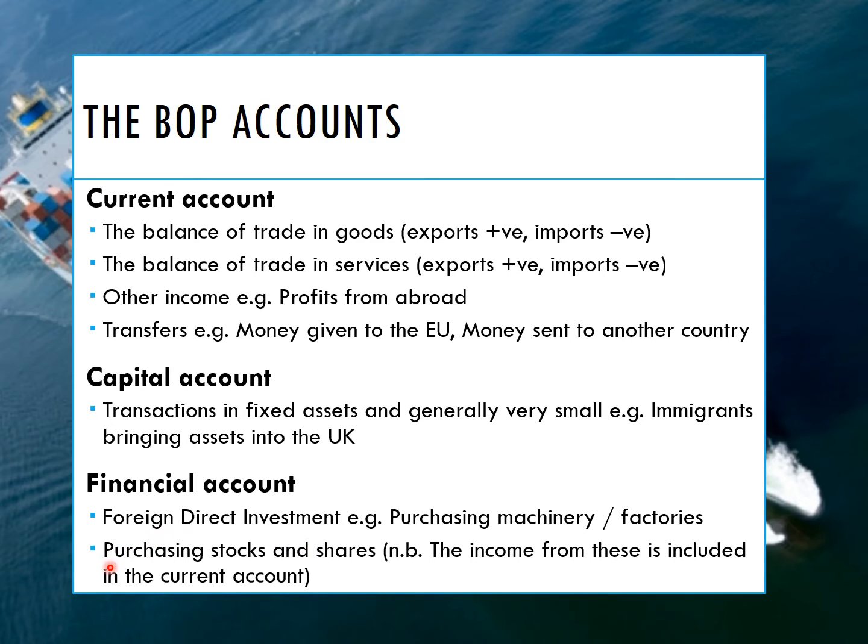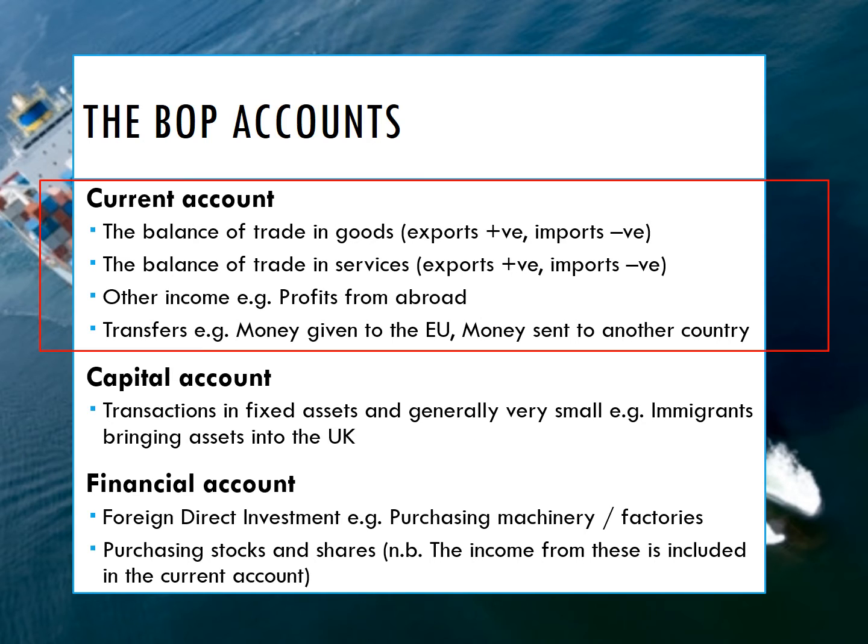On the flip side, purchasing stocks and shares. If an American investor bought shares in a British or UK football club, that would be money coming into the UK, would be a credit on the financial account. But just remember that any income from investments, any income from stocks and shares, not the actual purchasing of the stocks and shares, will be included in the current account. So these are our three accounts, but the one we're really concerned with is the current account. That's the most important for our purposes.